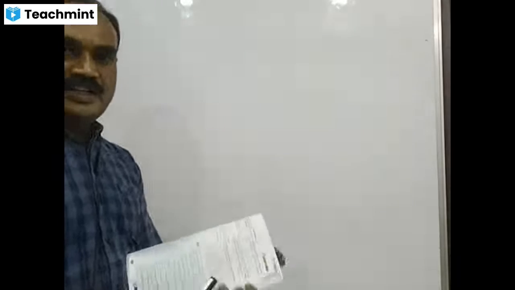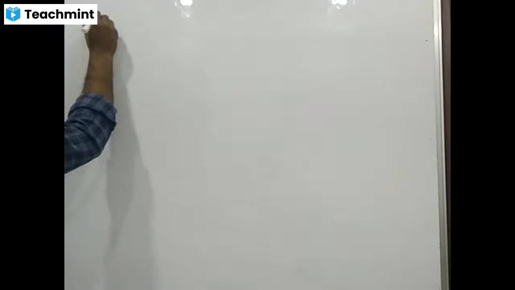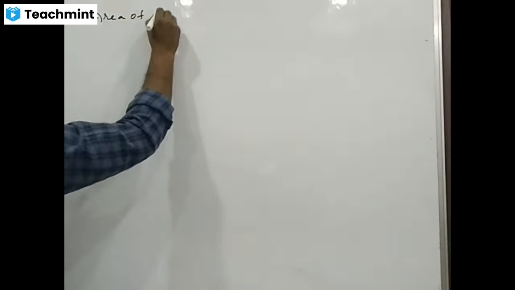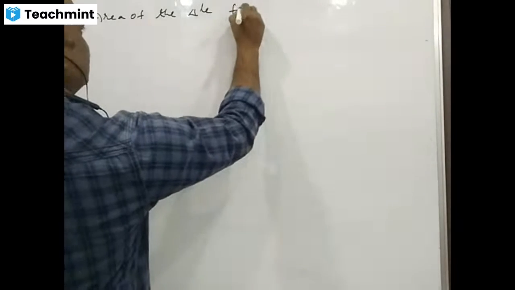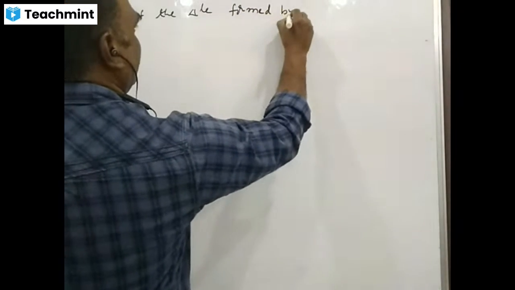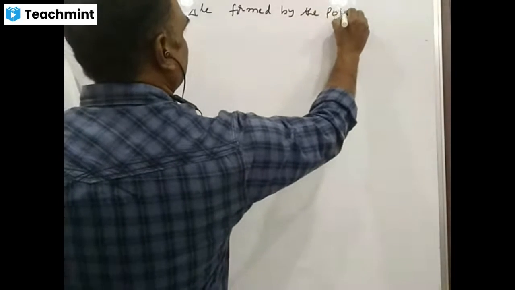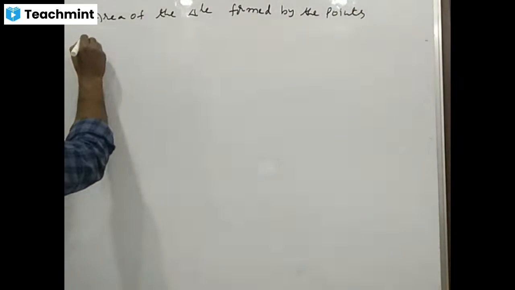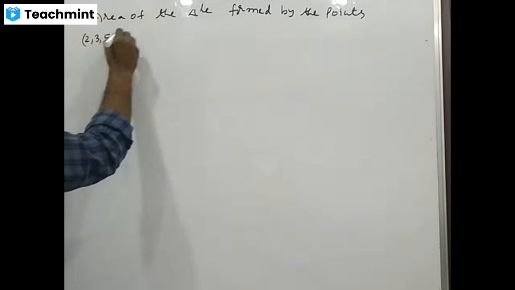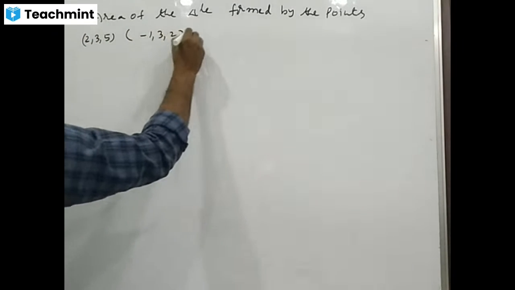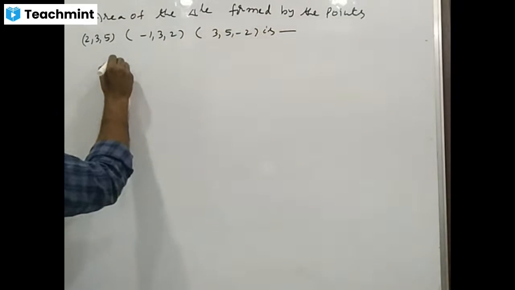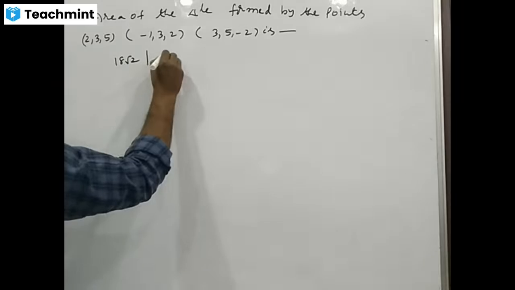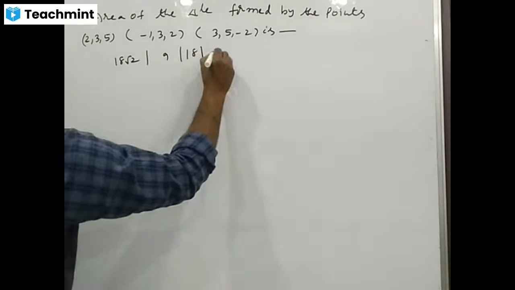Next question. The area of the triangle formed by the points (2, 3, 5), (minus 1, 3, 2) and (3, 5, minus 2) is: first option 18 root 2, second option 9, third option 18, fourth option 9 root 2.